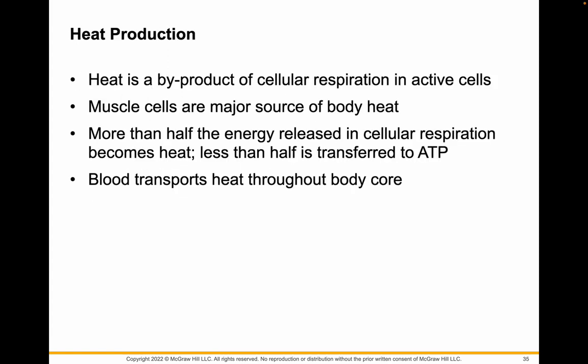Heat is a byproduct of cell respiration in active cells. That's why when you're working out, you get hot. In fact, muscle cells are the major source of your body heat. More than half of the energy released in cell respiration is actually heat and not ATP.